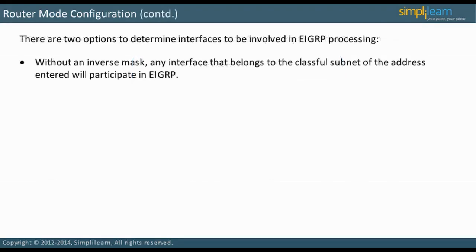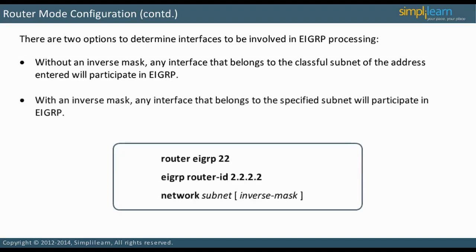Without an inverse mask, any interface that belongs to the classful subnet will participate in EIGRP. If you specify an inverse mask, any interface belonging to the specified subnet will participate in EIGRP. The network command specifies which interfaces will be enabled for EIGRP. If the address of an interface lies within the subnet defined in the command, that interface is EIGRP enabled. Note that an inverse mask is optional. As shown in the command, an ASN of 22 has been assigned. The router ID is in dotted decimal form.